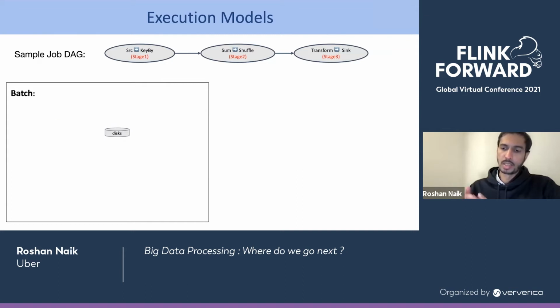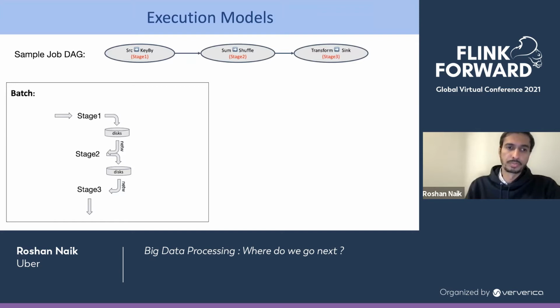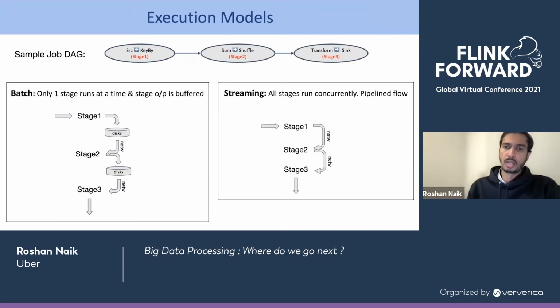Once it's done, the stage basically dies, and then stage 2 is spun up on another 4 containers, and that will consume the output of stage 1 and then produce the output to disks again. Finally, stage 2 also disappears and stage 3 comes up, and the same cycle repeats for all the downstream stages. That's the basic lifecycle of a batch job. The key observation here is there's only one stage running at a time, and the output of the stages is buffered. With streaming, all the stages will be running concurrently as opposed to one at a time.